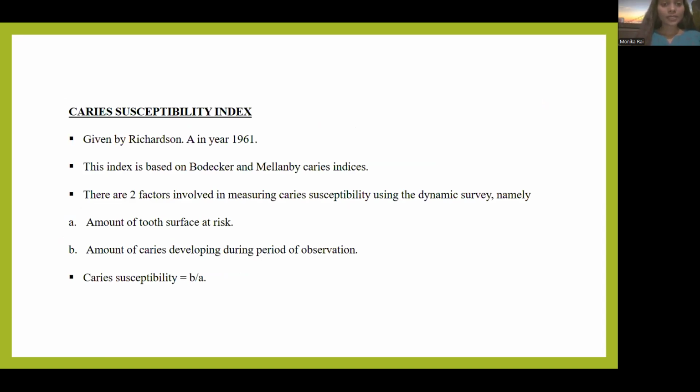Now, caries susceptibility index. It was given by Richardson A in the year 1961 and this index is based on Boker and Melny caries indices. There are two factors involved in measuring caries susceptibility using the dynamic survey, namely the amount of tooth surface at risk and the amount of caries developing during the period of observation, and caries susceptibility is equal to B by A.